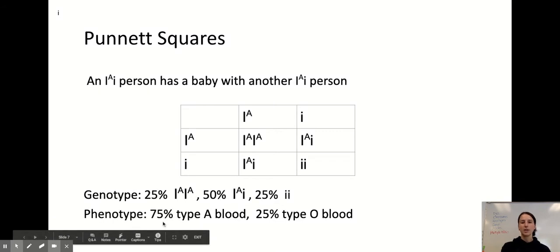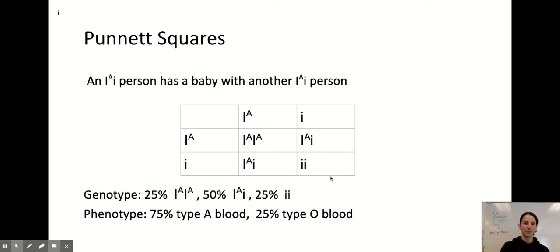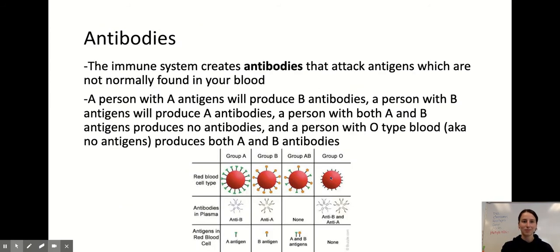So our phenotype, 75% chance that you're going to have offspring with A-type blood, which is either going to be one of these two, and then 25% chance that your offspring is going to have O-type blood. So two people with A-type blood can have an O-type offspring. So if you know your parents' blood types, and if you know your blood type, you can potentially sometimes work backwards and figure out what the genotype is.